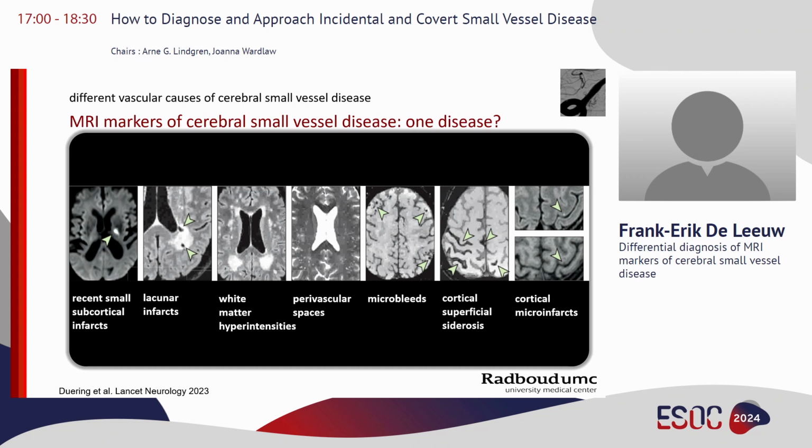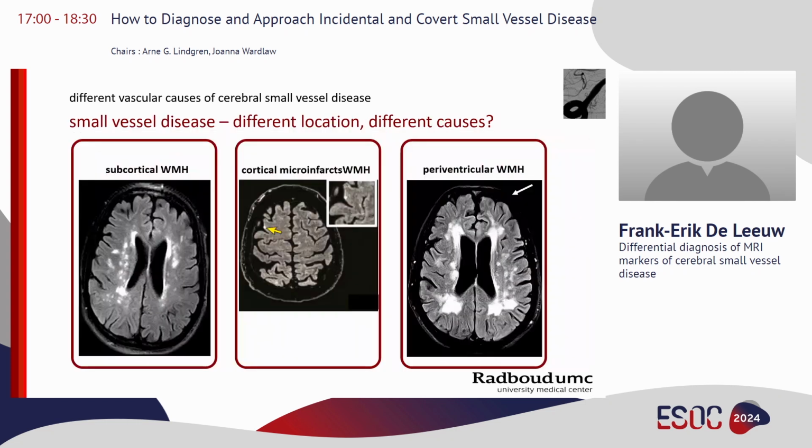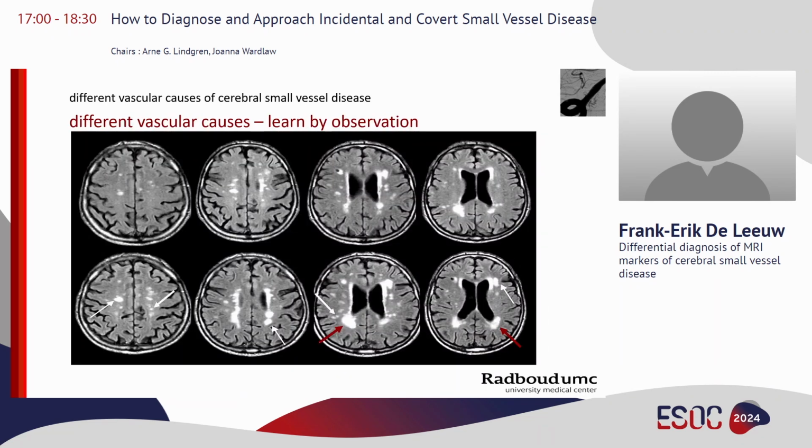So I'd like now to focus, when it comes to different vascular causes of small vessel disease, particularly on white matter hyperintensity disease, and disentangle this by location and look at subcortical white matter hyperintensities, periventricular white matter hyperintensities and cortical microinfarcts.